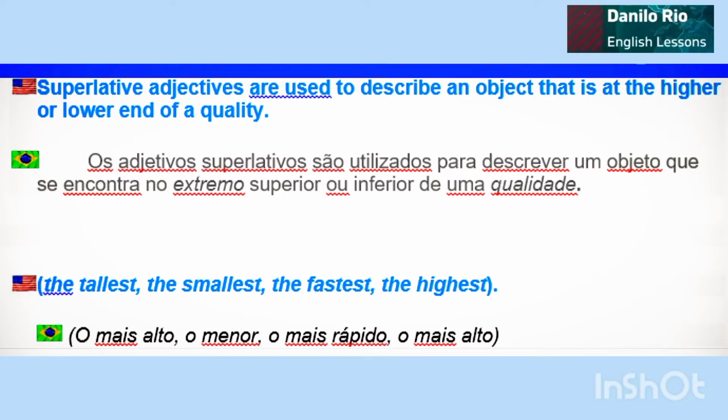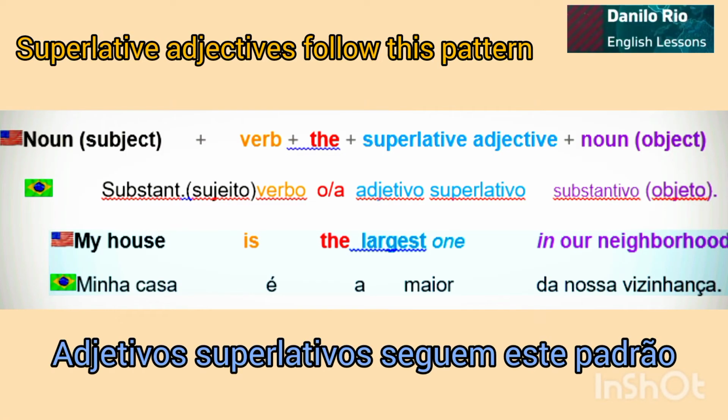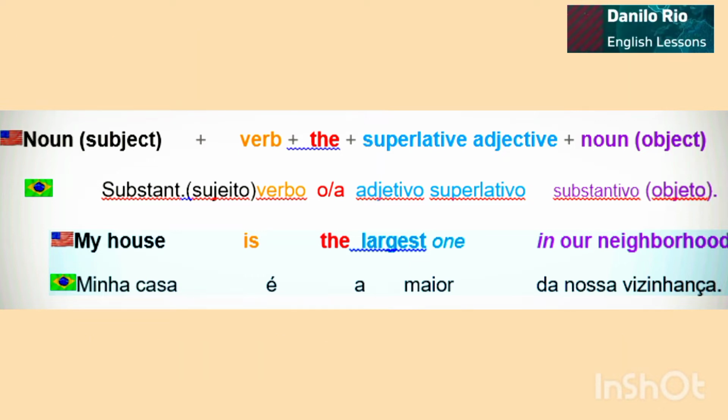Superlative adjectives are used to describe an object that is at the higher or lower end of a quality. The tallest, the smallest, the fastest, the highest. They're used in sentences in which the subject is compared to a group. Superlative adjectives follow this pattern: noun, verb, the, superlative adjective, noun.